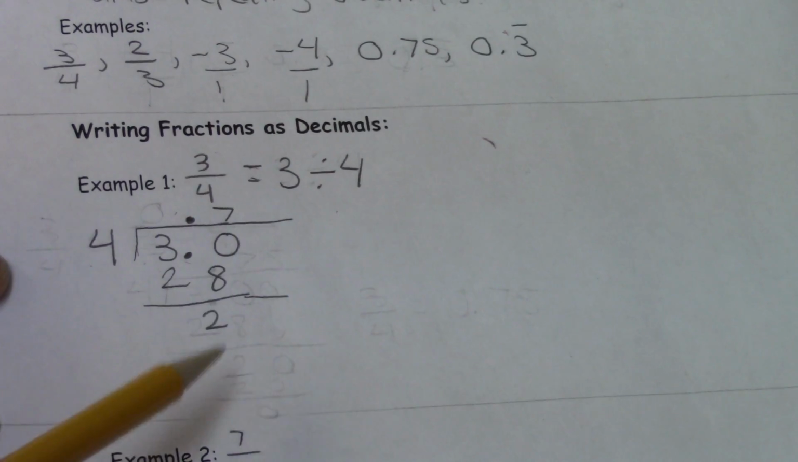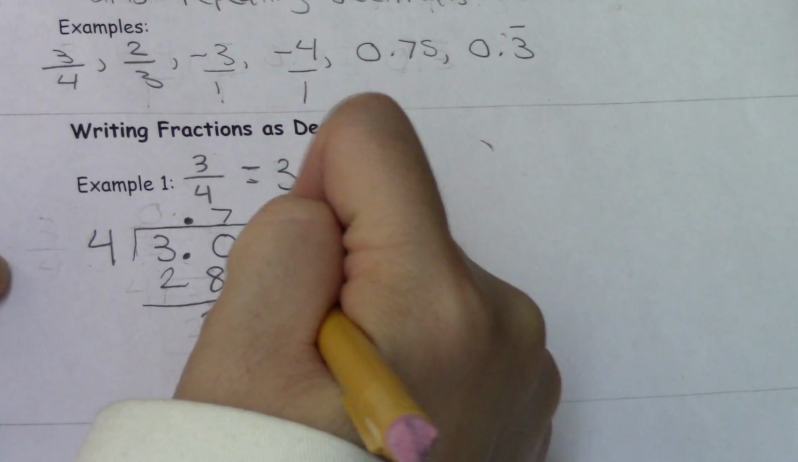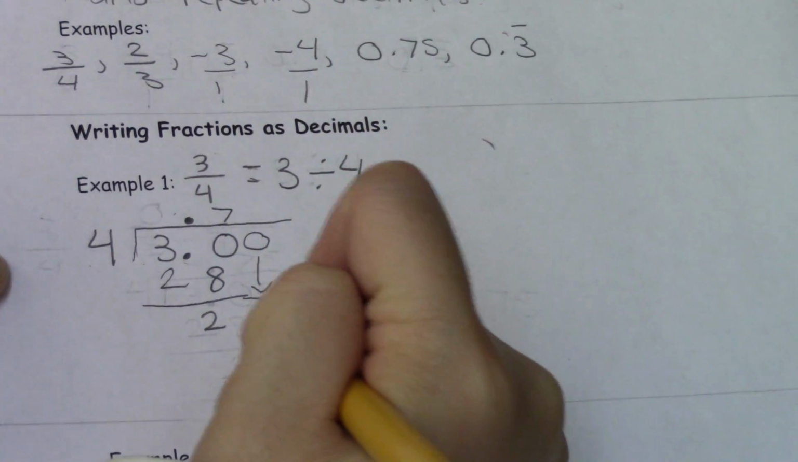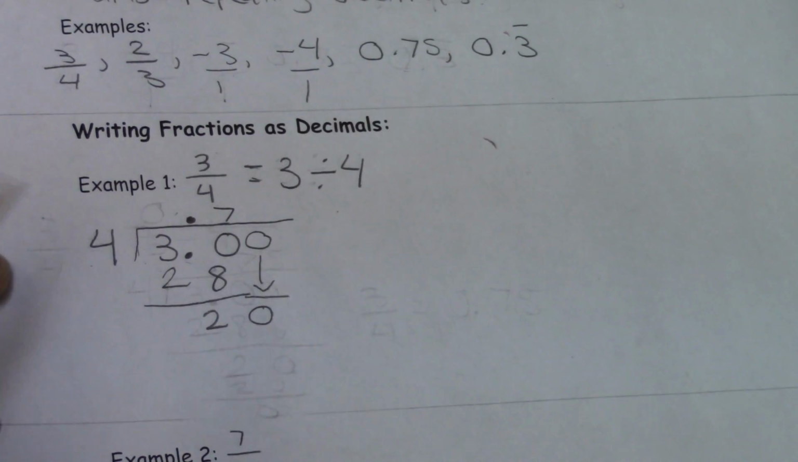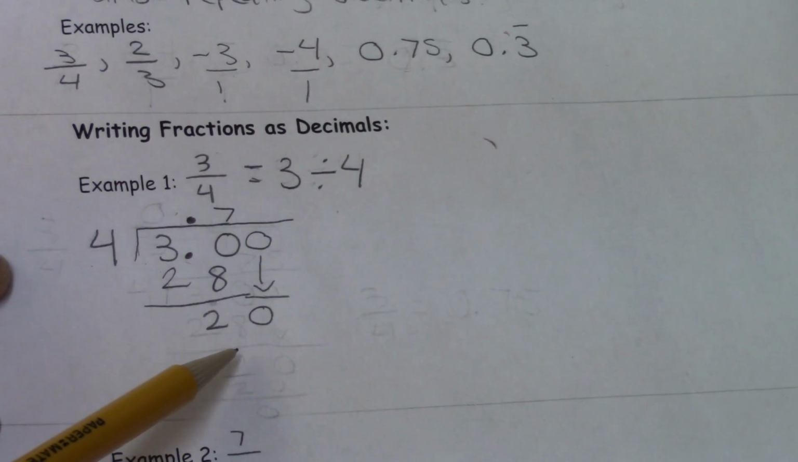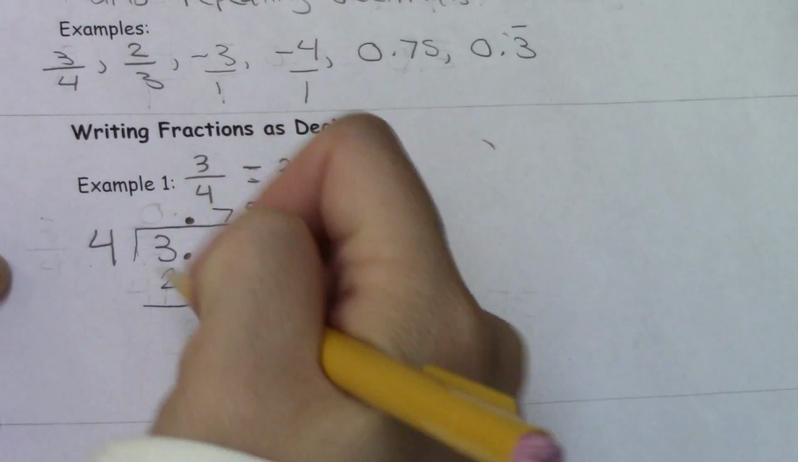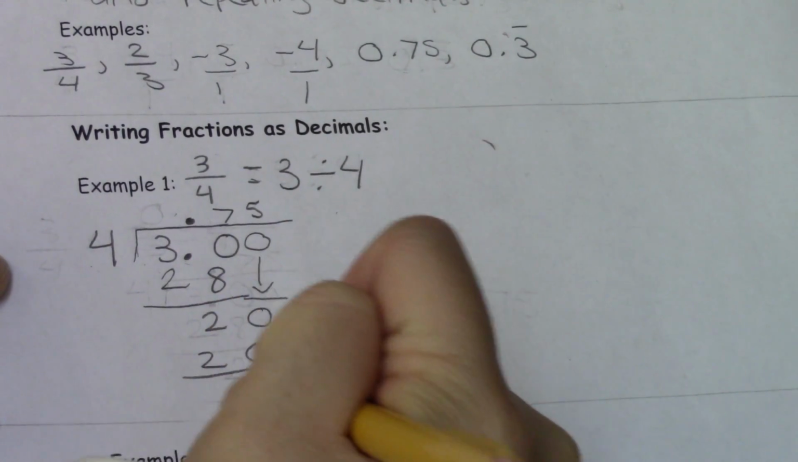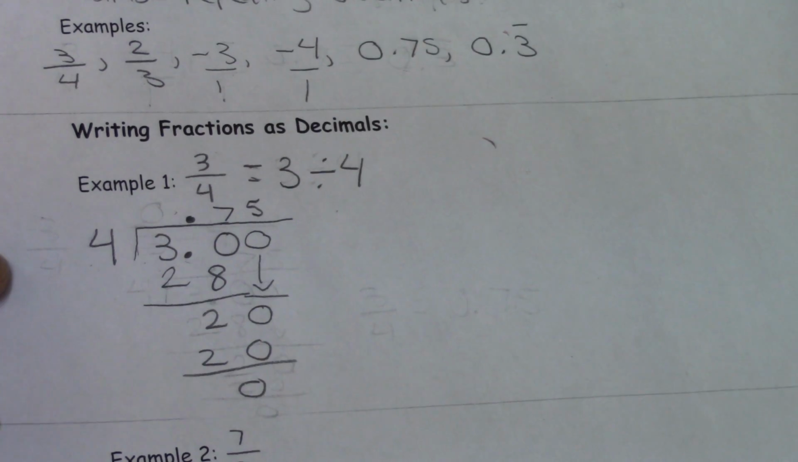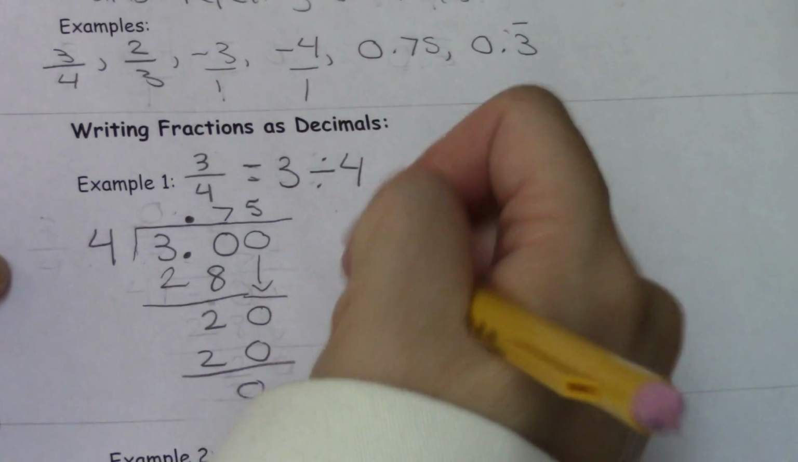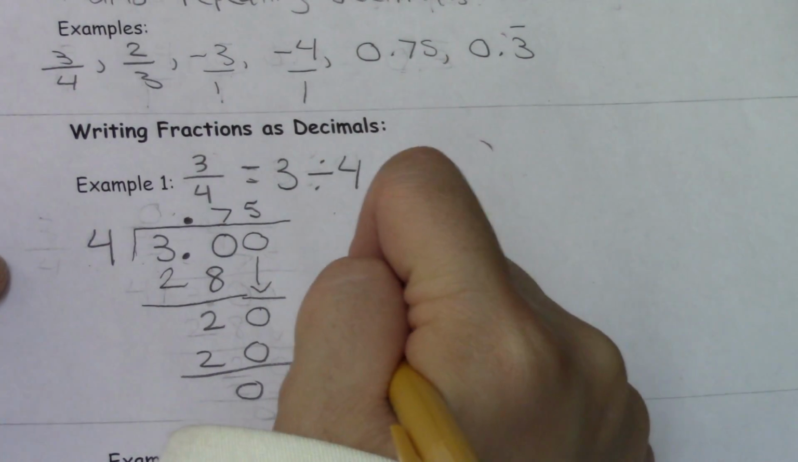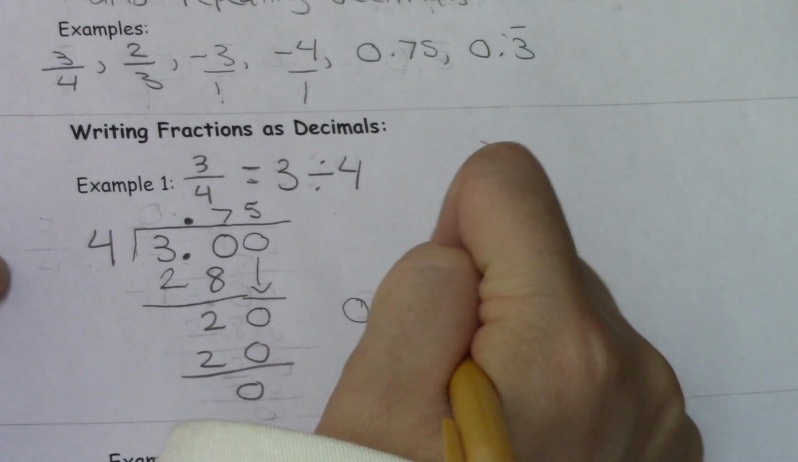So now we have to bring down another 0. Now 4 goes into 20 5 times. And then we have 5 times 4 is equal to 20. And now we have the remainder of 0. So your final answer is going to be 0.75.